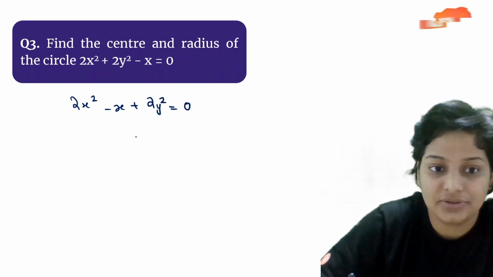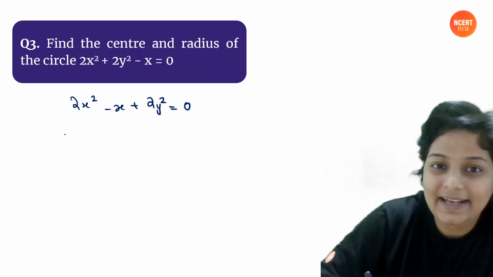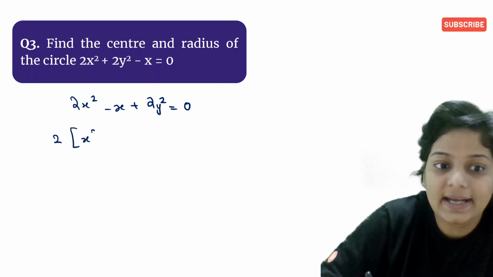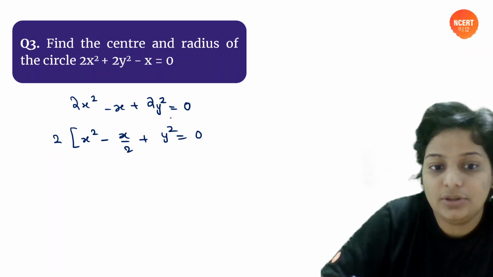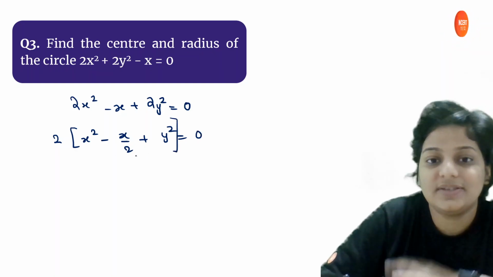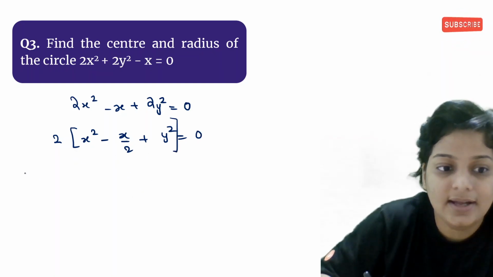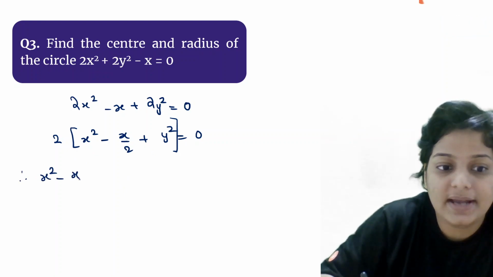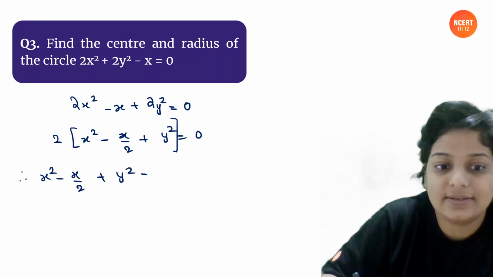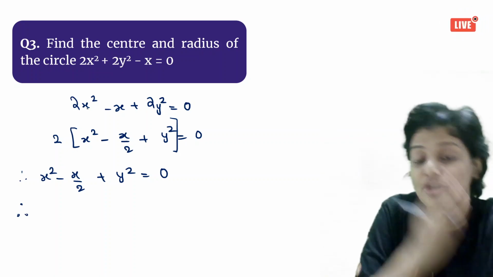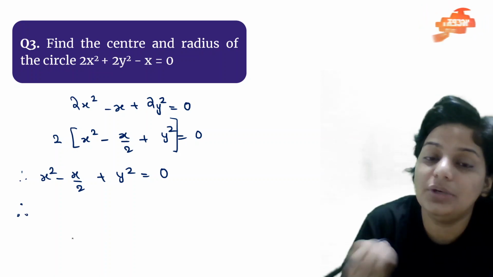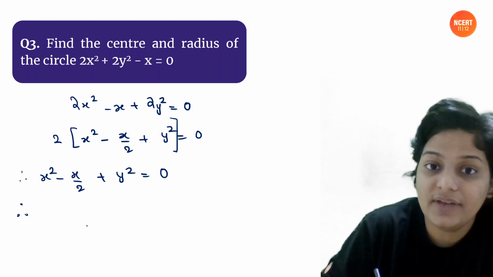This is the equation. If I take 2 common throughout the equation, I get x square minus x by 2 plus y square equal to 0. Just forget that 2, it will go to the other side. So we have x square minus x by 2 plus y square equal to 0. Now bring it to the same form: x minus h the whole square plus y minus k the whole square equal to 0. Try to make a perfect square.